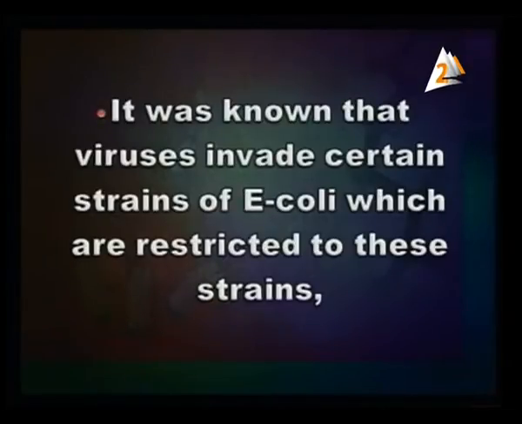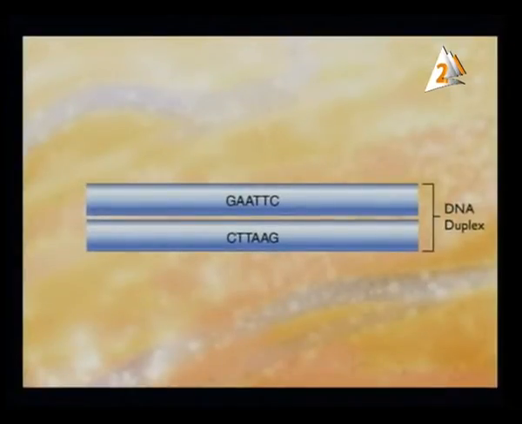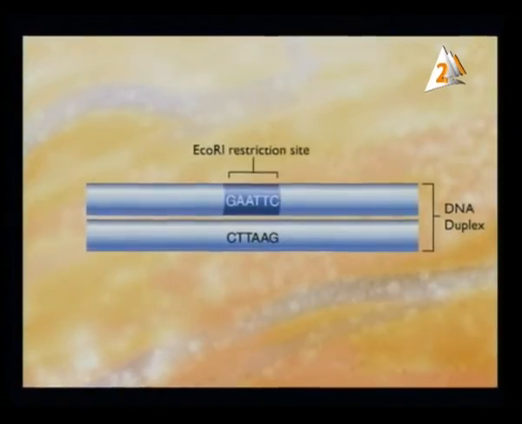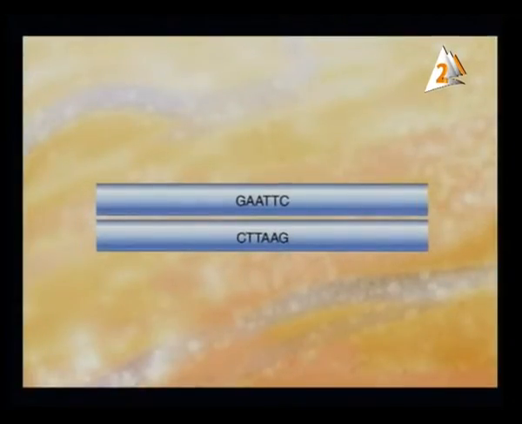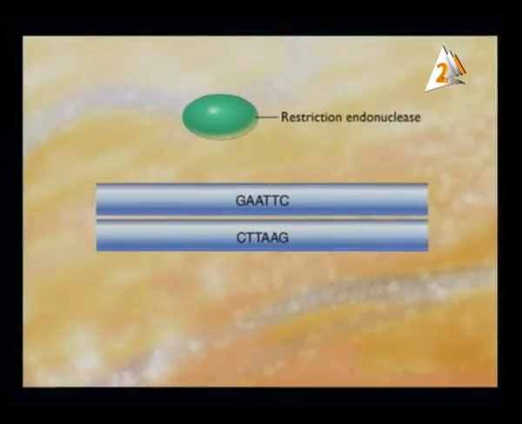It was known that the virus invades certain strains of E. coli, which are restricted to these strains and cannot grow inside other strains of these bacteria. It was found in the 70s that the resistance of bacteria produces enzymes that attack specific nucleotide sequences in the viral DNA and break the DNA into useless fragments. These enzymes are called restriction endonuclease.